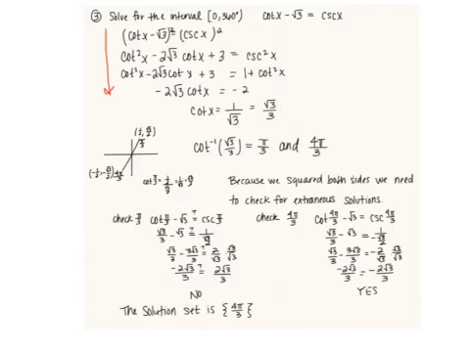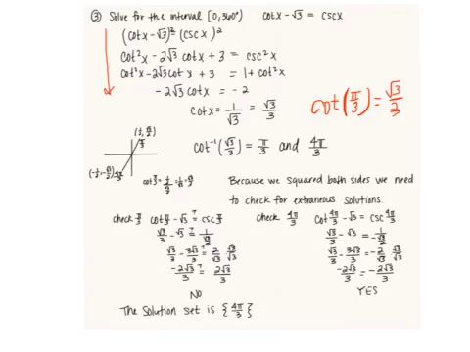Or you can also put it in your calculator to check it, but you're not going to get an exact answer. So we know that cotangent of pi over 3 is equal to square root of 3 over 3. This is the fact that cotangent of pi over 3 is equal to square root of 3 over 3, and the same fact with 4 pi over 3.